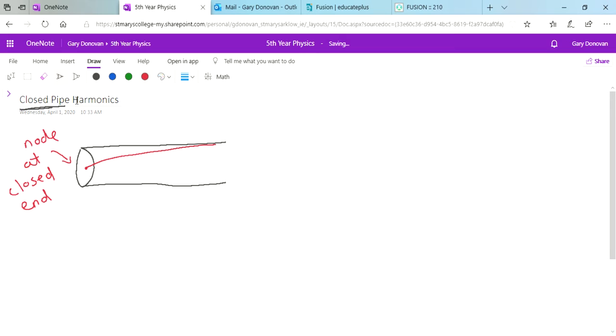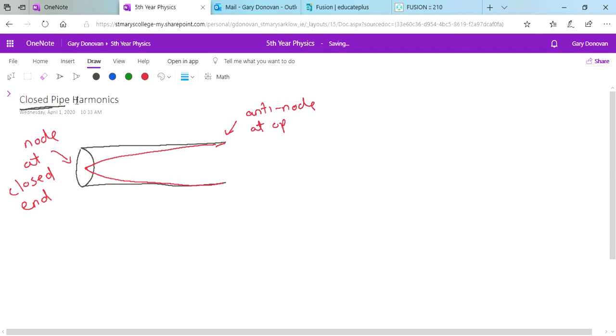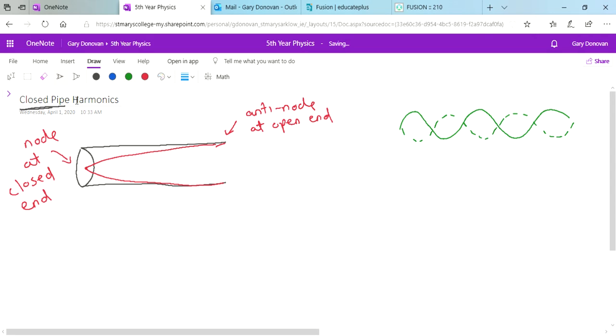And just like yesterday, the rule at the open end is you will always have the opposite of a node, which is an antinode, at the open end. So it's similar to the last one. When we're looking at the different harmonics, we can draw an example of a standing wave. If we want to find the first harmonic, it's going to be from the first node here to the first antinode, which is here. So that's our first harmonic drawing. That's our fundamental frequency.